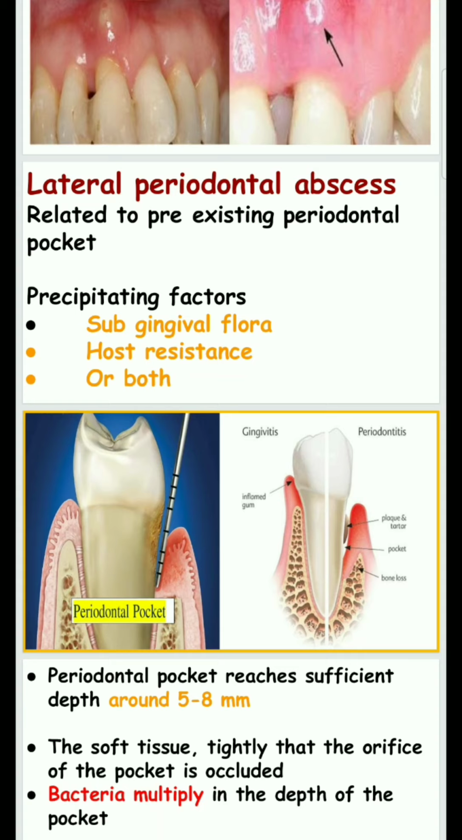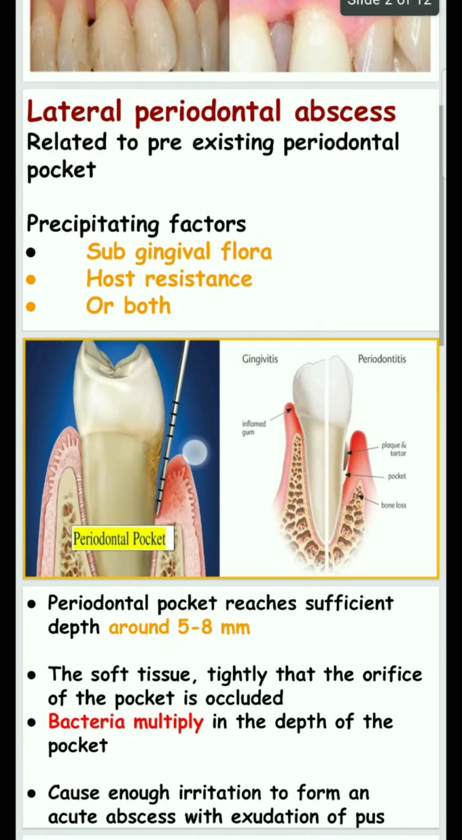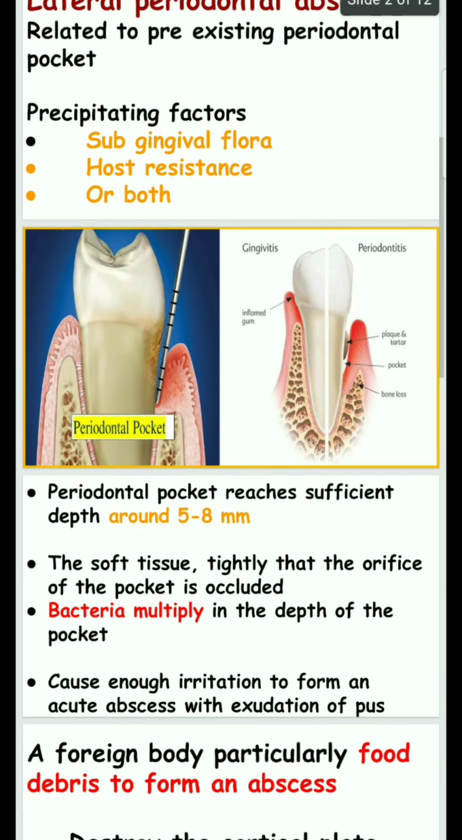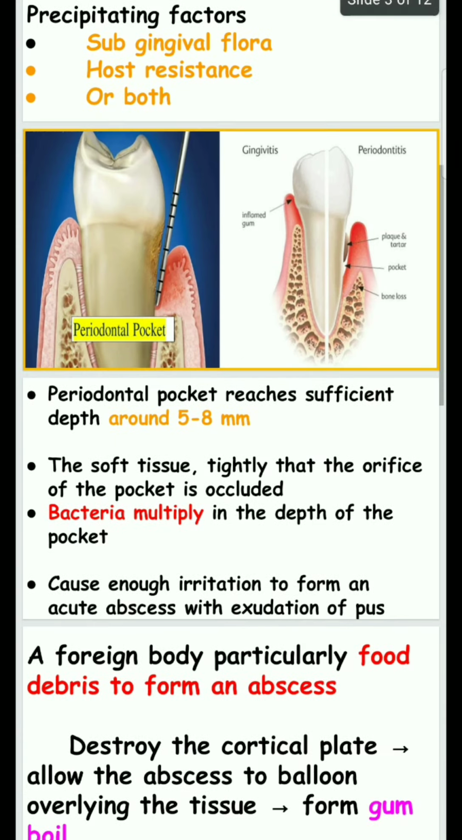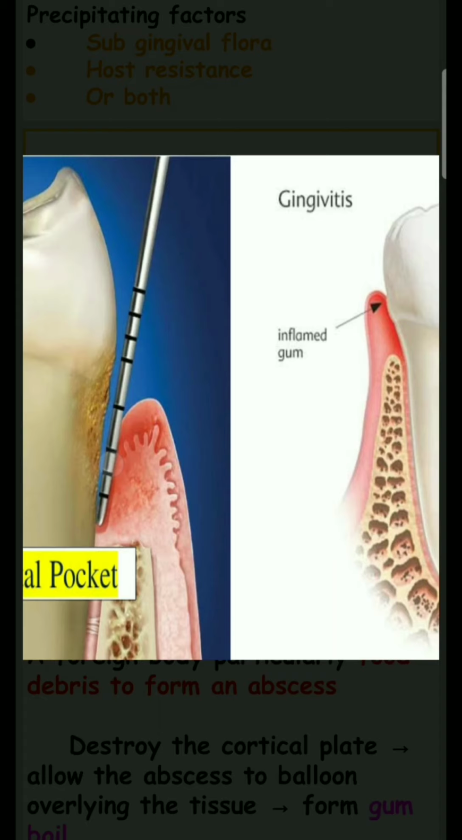Sometimes a combination of periodontal pocket depth and weak immunity leads to the formation of periodontal abscess, that is, lateral periodontal abscess. The normal periodontal depth is about 3 millimeters, but in this condition the periodontal pocket has a depth of 5 to 8 millimeters. So with the increased depth, the bacteria can easily multiply.